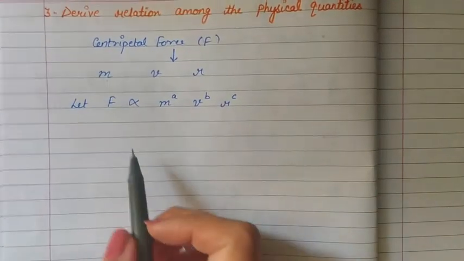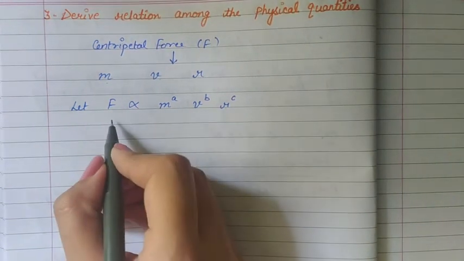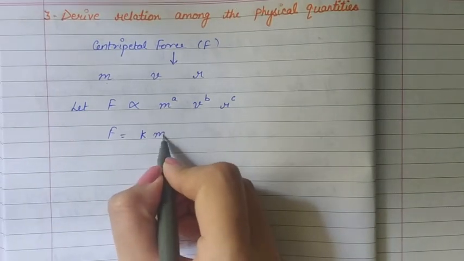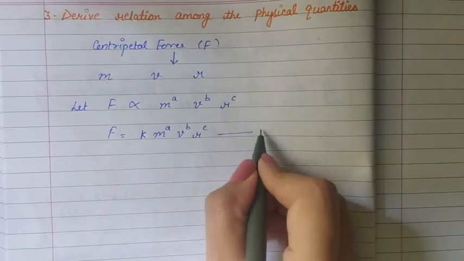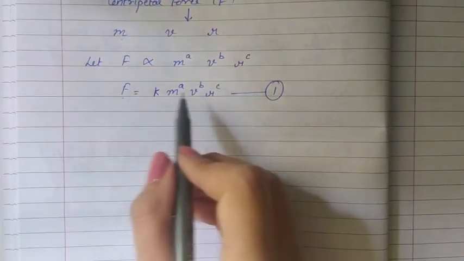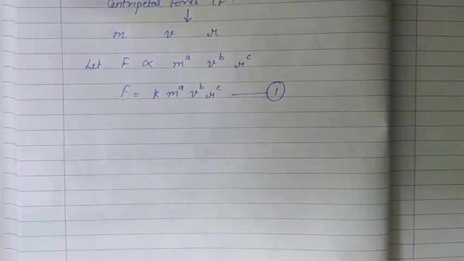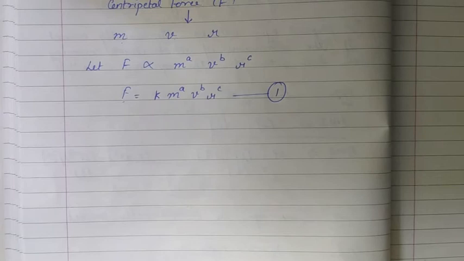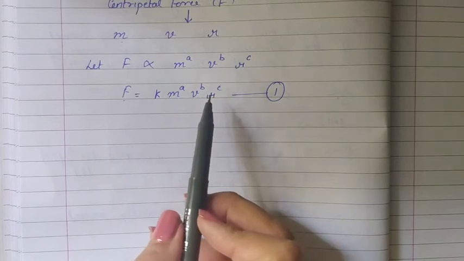And as we know that when we remove the proportionality sign, we have to insert a proportionality constant. So the equation becomes F is equal to k, where k is the proportionality constant, m to the power a, v to the power b and r to the power c. This is equation number 1, and we are going to find the expression for F. Here k is a dimensionless constant. Okay, so now we are going to use dimensions to derive the expression. For this we are going to write dimensions of all the quantities present in equation number 1.